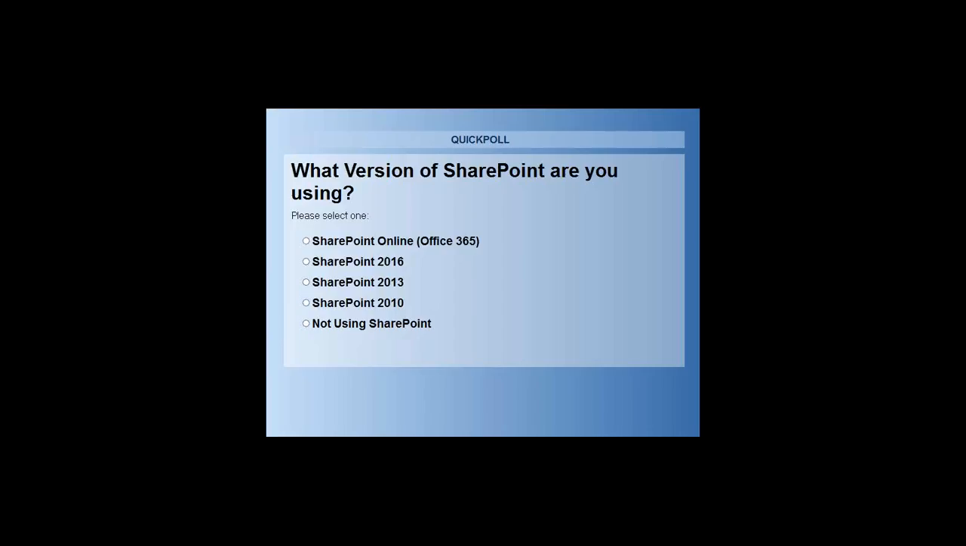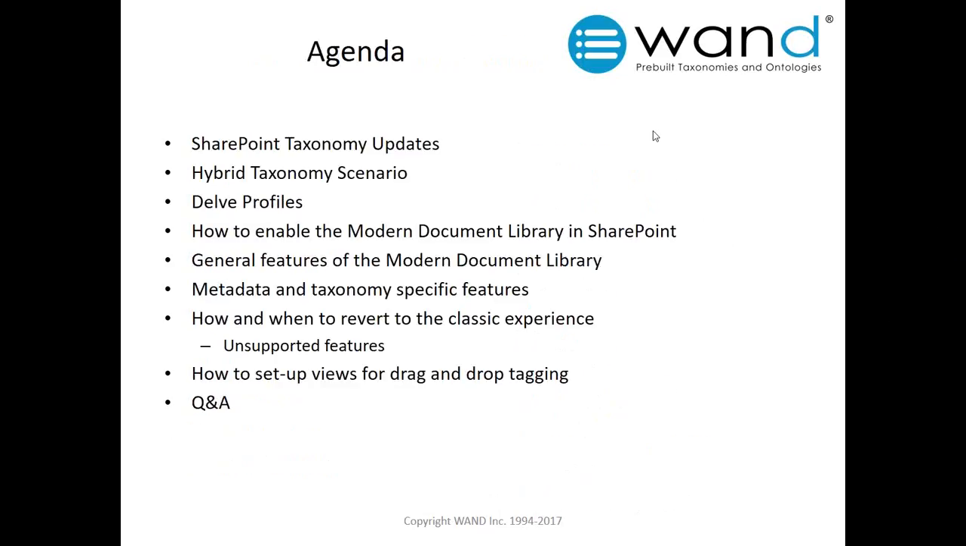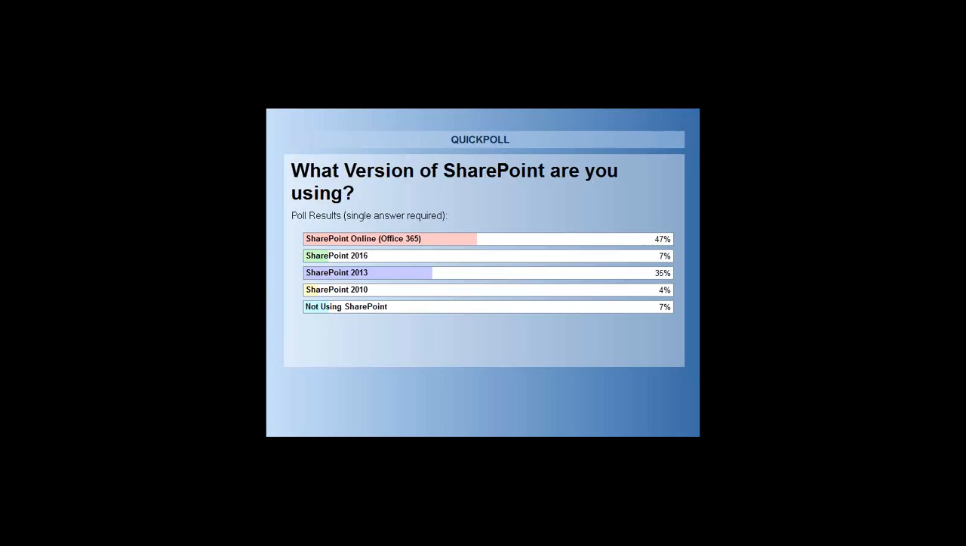I will close the poll since most of the folks have voted at this point, and share the results before we jump into our agenda. Almost half of you today are on SharePoint Online, which is great, 47%, 35% on SharePoint 2013, and only 7% are on 2016 at this point. That is interesting. A lot of this content today is going to be mostly relevant to SharePoint Online, but these features are going to be rolled out to SharePoint 2016 on-premise shortly. And then there are some hybrid scenarios as well.